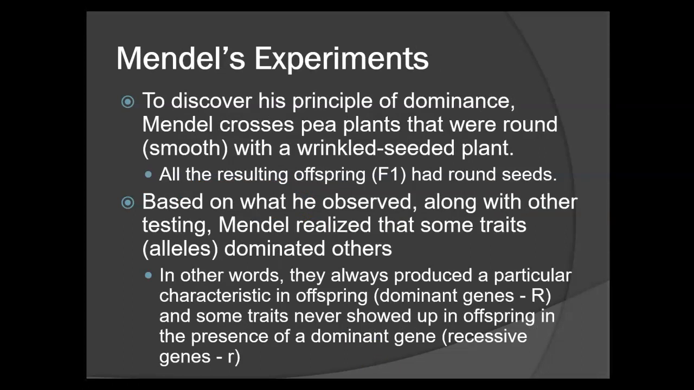So to discover his principle of dominance, and that's what we just talked about, that alleles have dominant versus recessive abilities, Mendel crossed pea plants that were round and smooth with wrinkle-seeded plants.